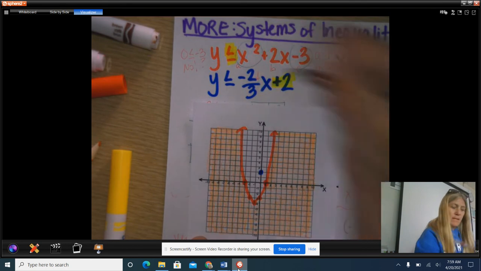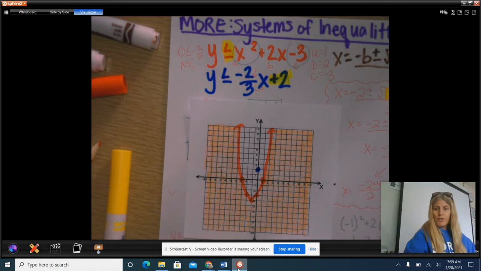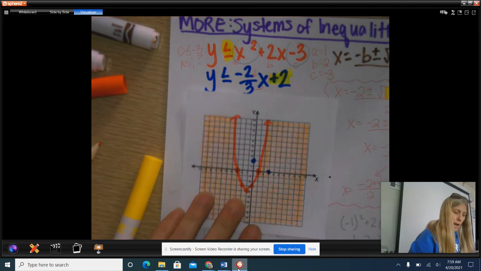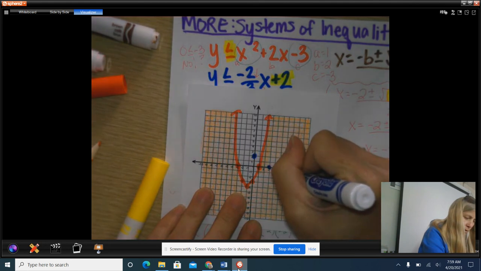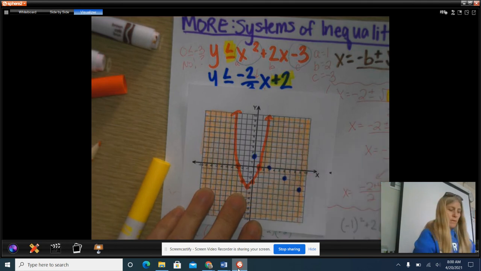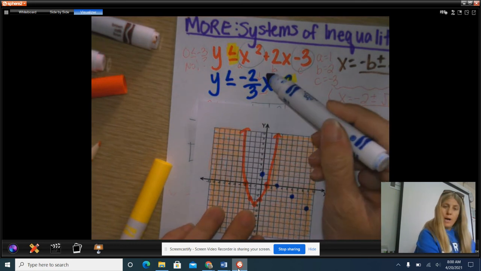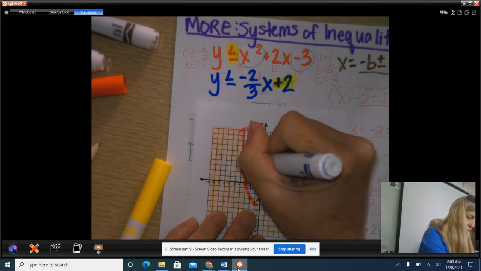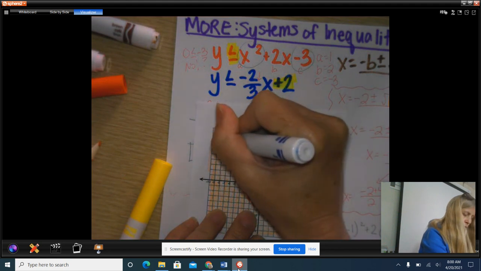So that -2 means I'm going to go down 2. That +3 means I'm going to go 3 to the right from this portion. So I'm going to go down 2 and 3 to the right. That's my next point. I'm going to continue this down 2 and 3 to the right. Then I'm going to switch both directions of my arrows to go the other direction and continue my line up. That means I'm going to go up 2 and 3 to the left, up 2, 3 to the left.